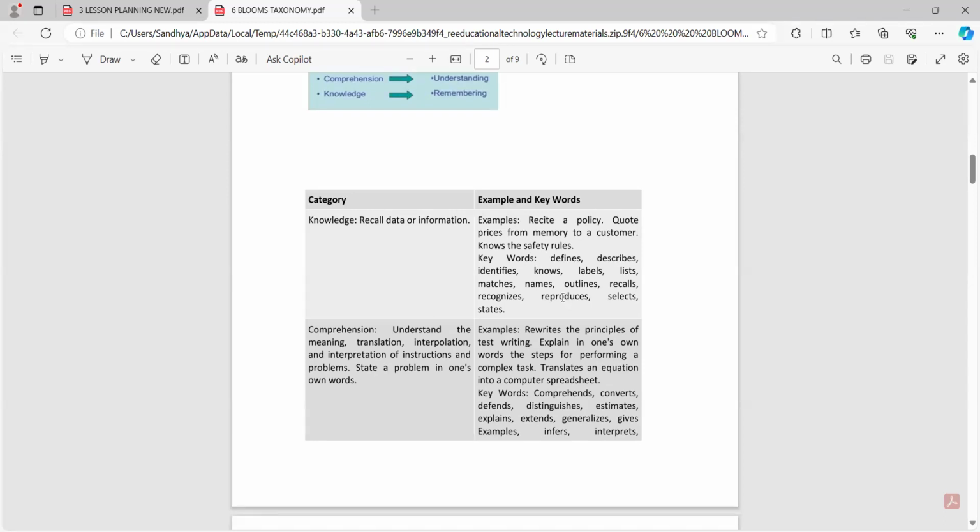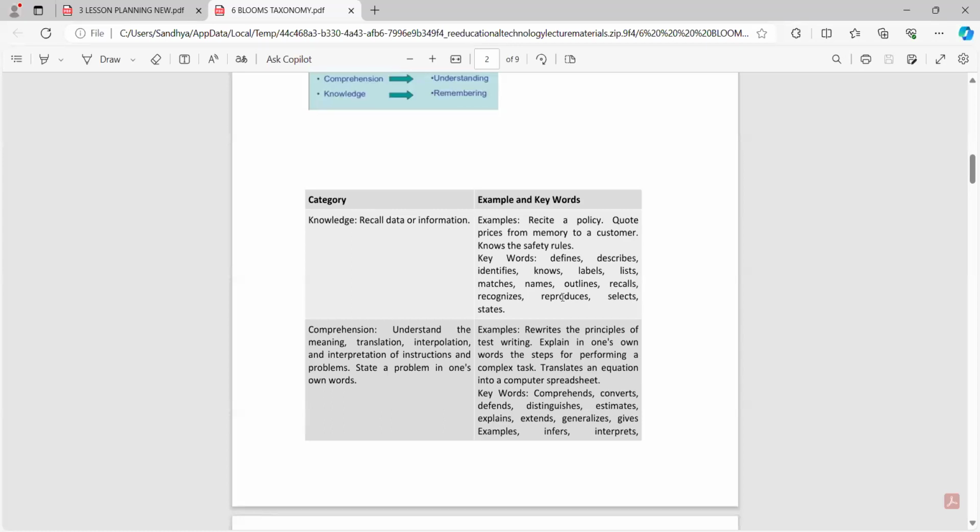Understand the meaning. Is it, ma'am? Yeah, please read. Understand the meaning, translation, interpolation, and interpretation of instructions and problems. State a problem in one's own words. That means they understand it. That is very simple. Initially, they don't even know the meaning of it.